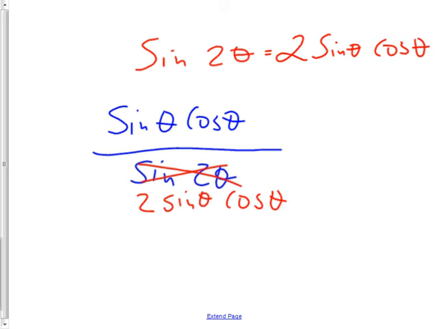And now do you see? Cosines will cancel, the sines will cancel. Hopefully you don't think that there's nothing on top. The top has 1, because when you're canceling these things, you're leaving behind 1s. So the answer for this one would have been just 1 over 2. It's an example of how to use that double angle identity.